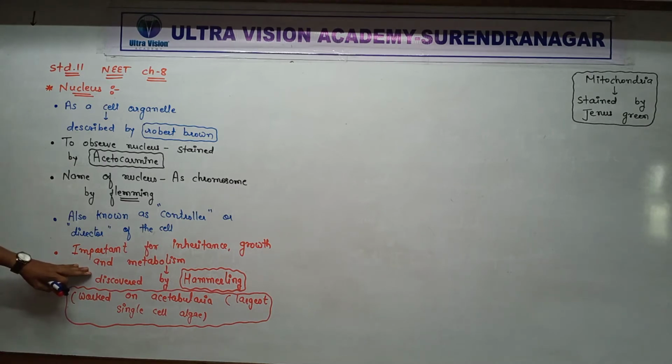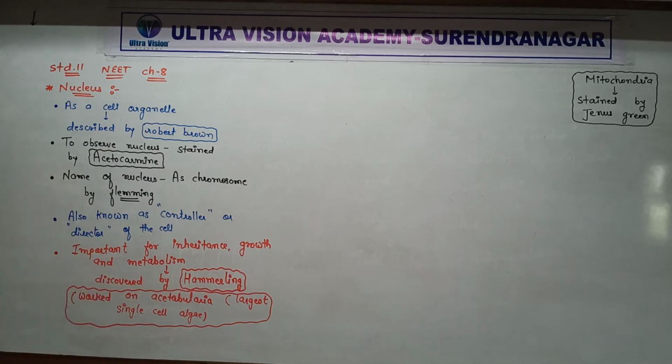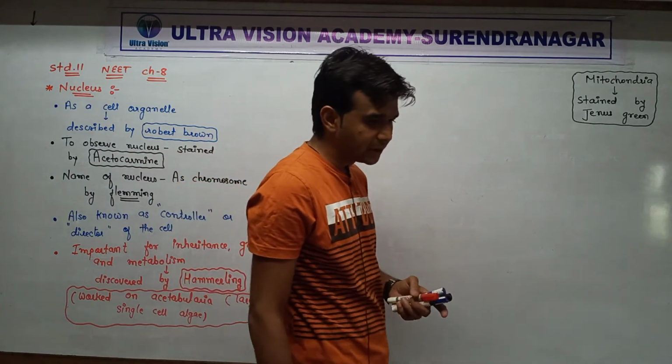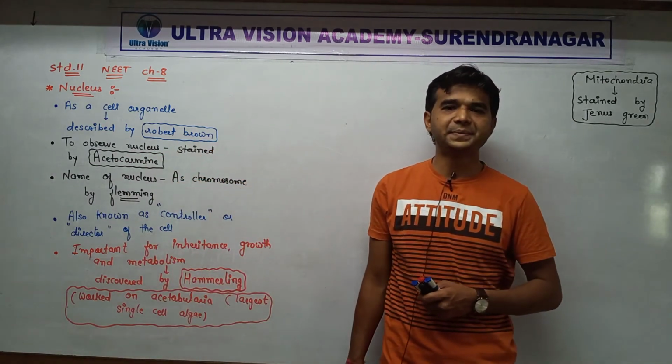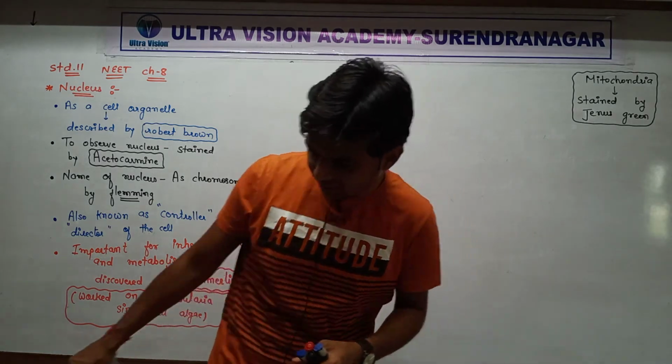controlled by the nucleus. That type of function was discovered by Hammerling and scientists. Hammerling worked on the Acetabularia like algae, and it is the single cell largest algae. Fine, and you know that nucleus is absent in mammalian RBC. The most important line.